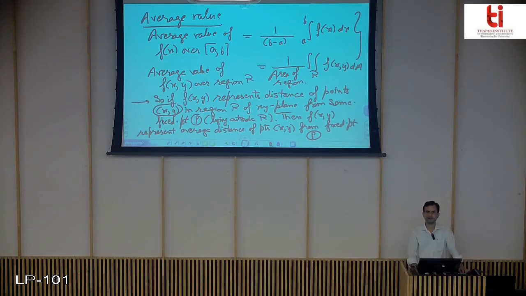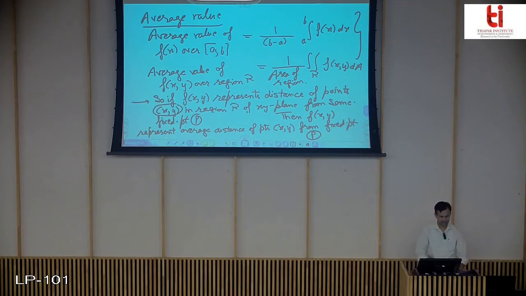So we consider some region R, consider all those points of region R and their distance from some fixed point P, say it is outside the region R. Then if you take the average value of that function f(x, y), that will represent the average distance of those points lying in that plane from that fixed point P.